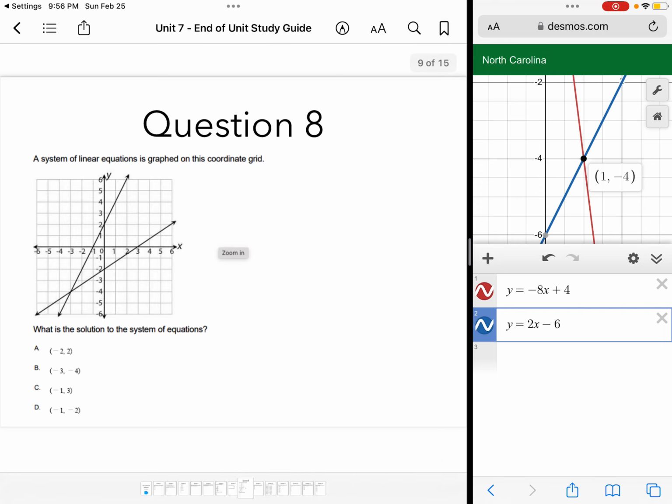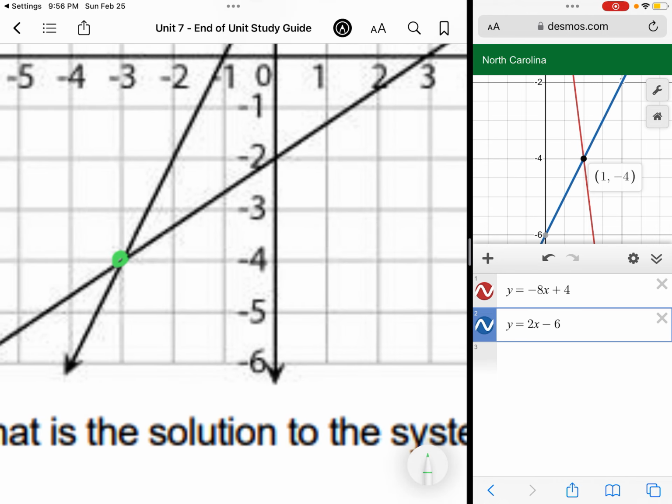All right, next one. What's the solution? We're just reading the graph right there. Negative 3, negative 4. Because remember, you always read your x, then your y.